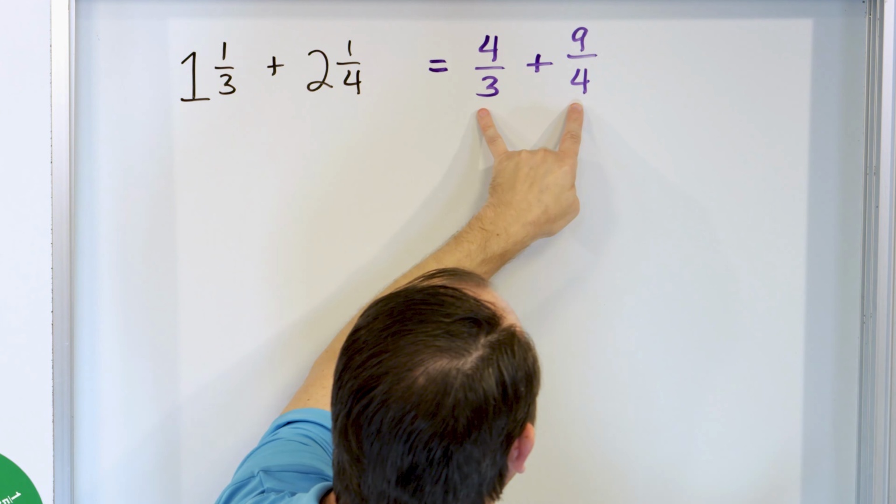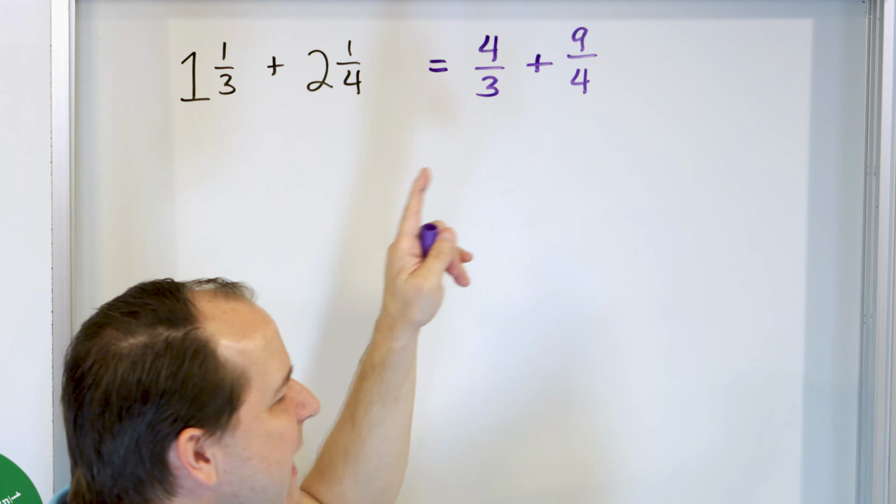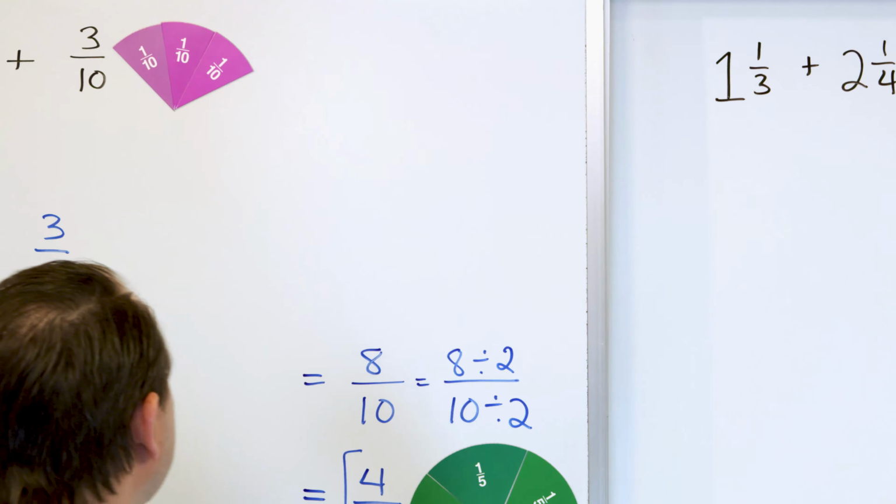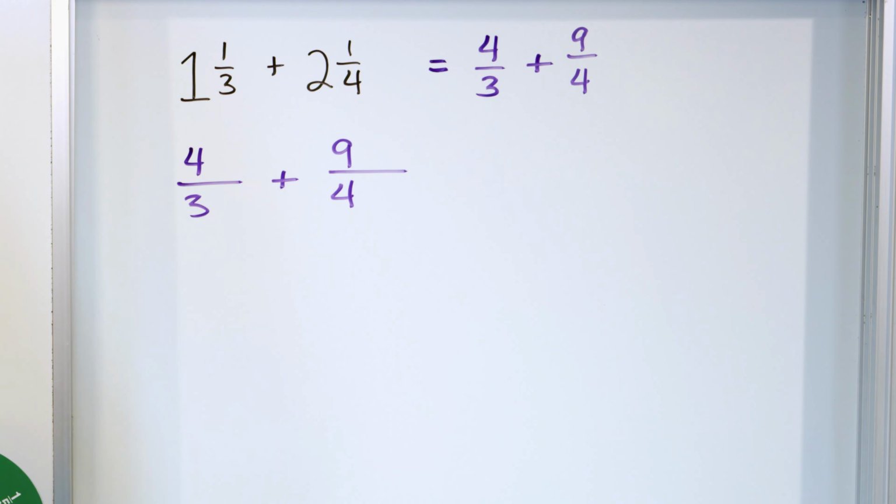Now how do we get a common denominator here? We have a 3 and a 4. In all the other problems, all I had to do was change one of these fractions, but here I can't do it. So I have to pick some common denominator I'm going to shoot for. I know that 3 times 4 is 12, and I know that 4 times 3 is also 12. So I'm going to pick 12 as a common denominator. So 4/3, I'm going to add to that 9/4.